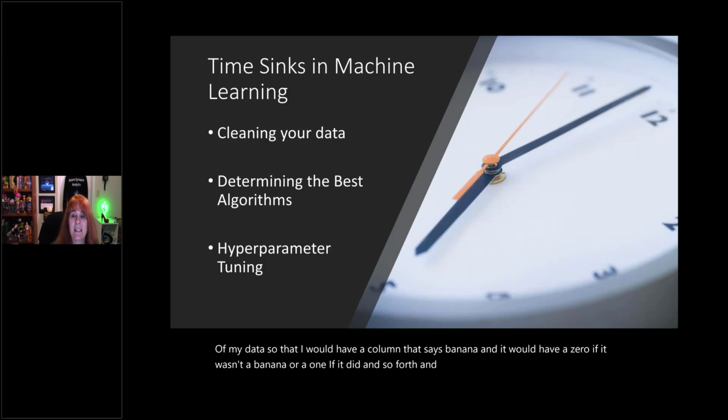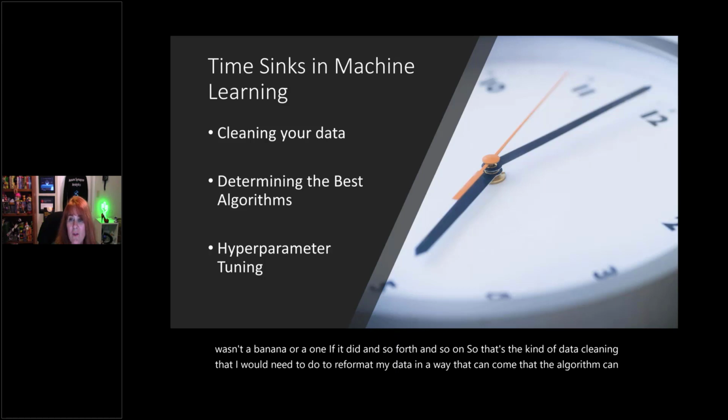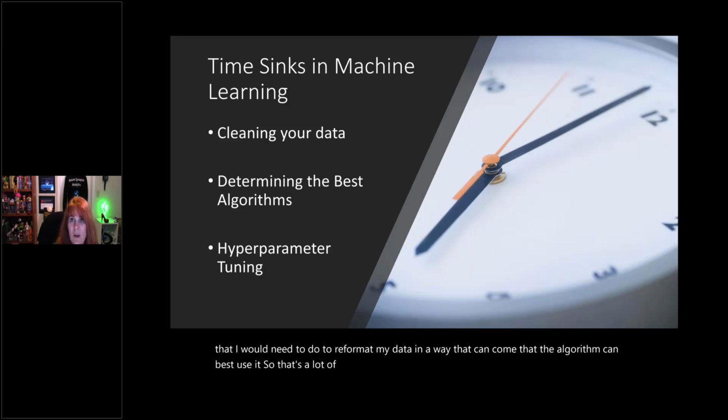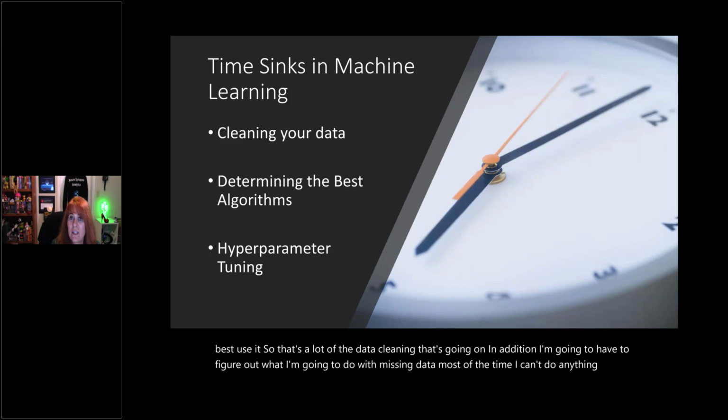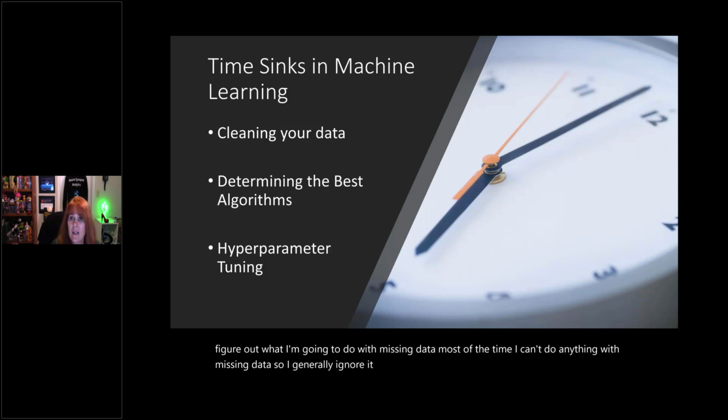So that's the kind of data cleaning that I would need to do to reformat my data in a way that the algorithm can best use it. So that's a lot of the data cleaning that's going on. In addition, I'm going to have to figure out what I'm going to do with missing data. Most of the time, I can't do anything with missing data. So I generally ignore it, get rid of it, because it's not something that I can evaluate, because it'll screw up my algorithms.